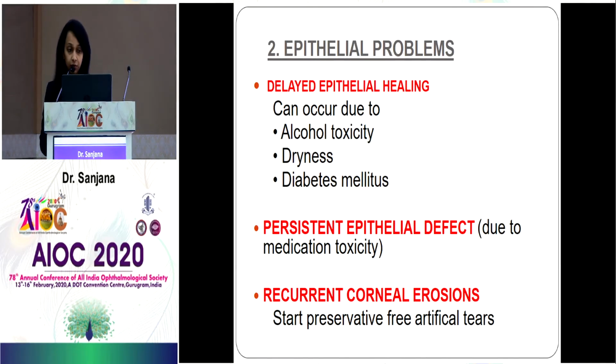The epithelial problems can be in the form of delayed epithelial healing. This can happen because of alcohol toxicity, or if the patient has preoperative dryness, and in cases of diabetes. They can also have persistent epithelial defect, which can happen again because of the preservatives in the medicine and because of medicine toxicity. Or there can be some recurrent corneal erosions. So in all these cases, always preferably use preservative-free lubricant drops and even lubricating gel.